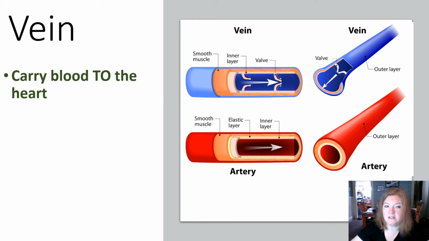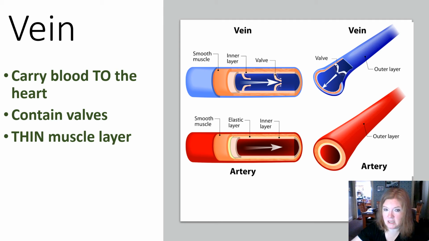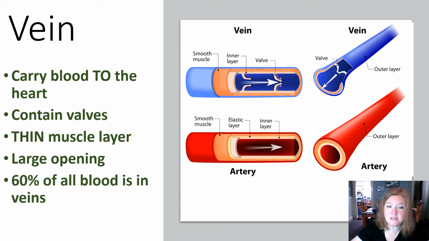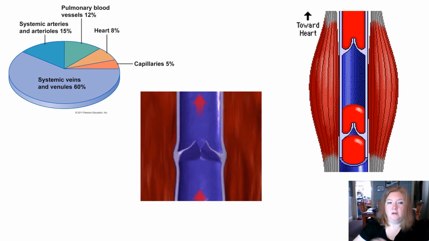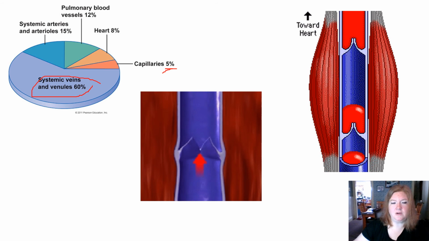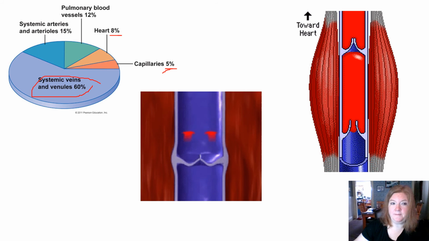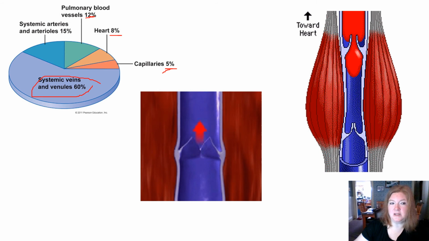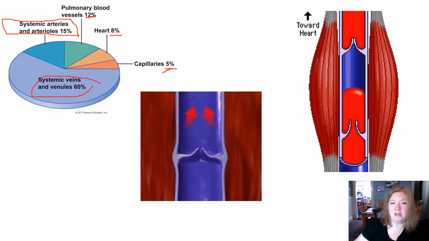A vein carries blood to the heart. It contains valves to help the blood keep moving in the same direction. It has a thin muscle layer, but a large opening. That opening is called the lumen. And 60% of all your blood at any given time is actually located in your veins. Very little is in your capillaries. Some is actually inside your heart. More is in your lungs than is in your heart. And then the rest is somewhat in your arteries.